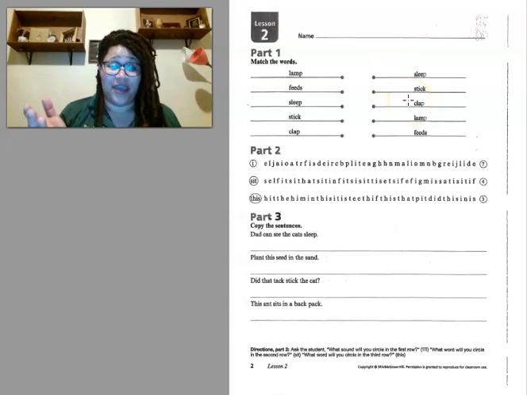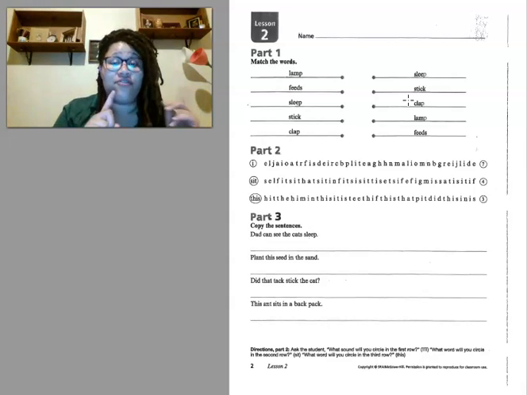And that is the final page for lesson 2. Those are all the pages you need to do for lesson 2. Make sure you follow all the directions, you use your best handwriting, do all your best work, and I will see you in tomorrow's video for the next lesson.